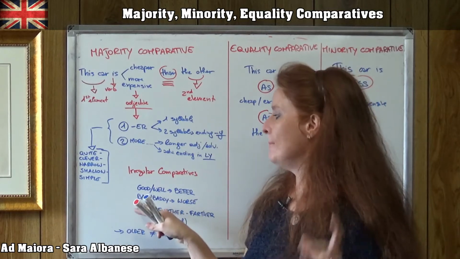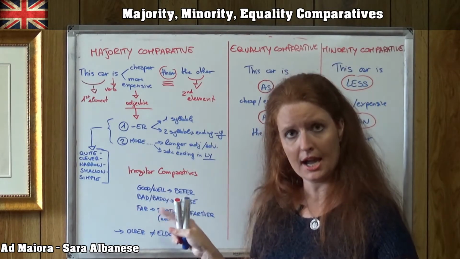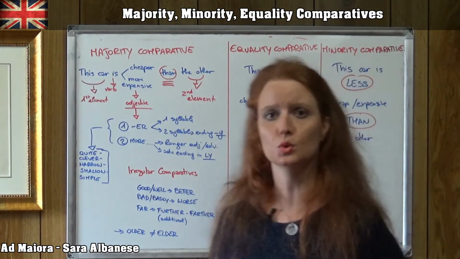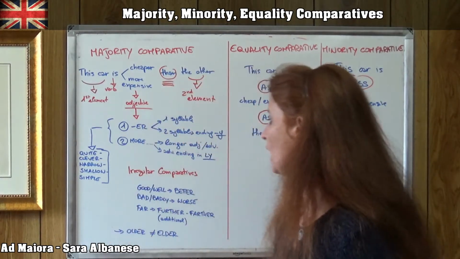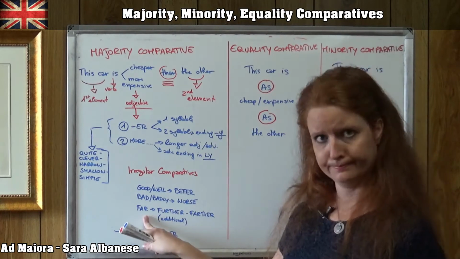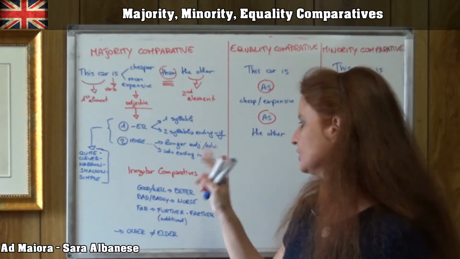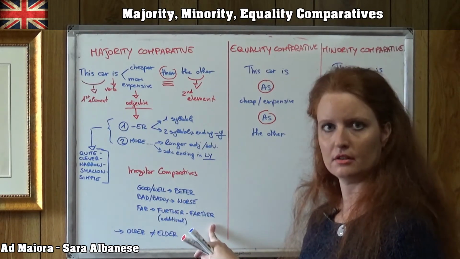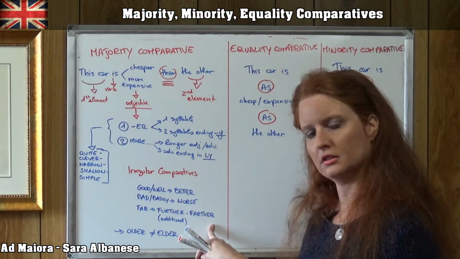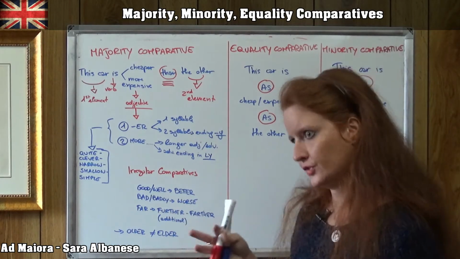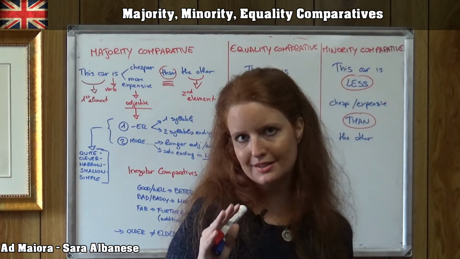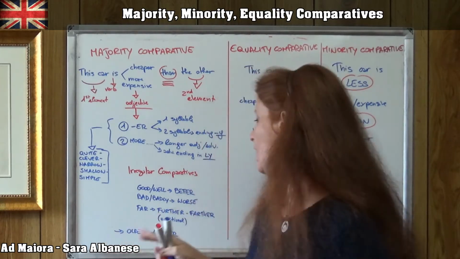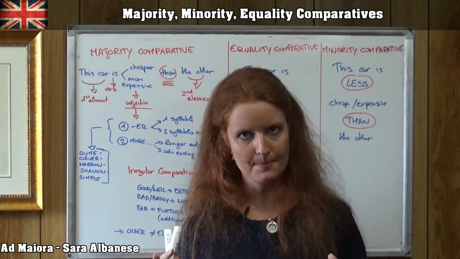Then for bad and badly, the irregular comparative is worse. And again, far, far away: the comparative form is irregular, it's farther or further. So they are similar, the spelling is slightly different. For the first one I got an a, and for the second one I got a u.